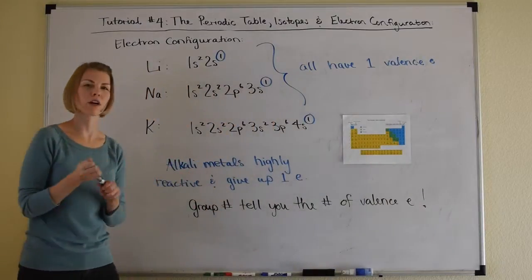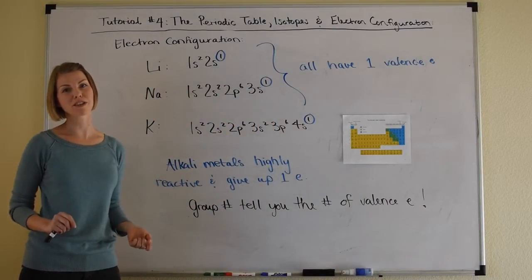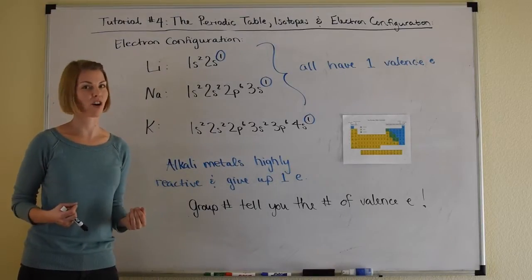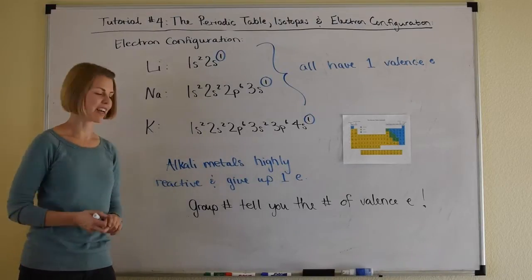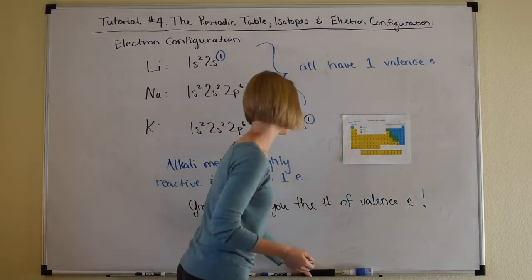Okay. All right, so you can quickly and easily look at the periodic table and tell that the alkali metals all have one valence electron, and therefore you can quickly and easily tell that all the alkali metals are going to want to react by giving up one valence electron and forming a 1+ charge. Okay, a little foreshadowing of things to come.